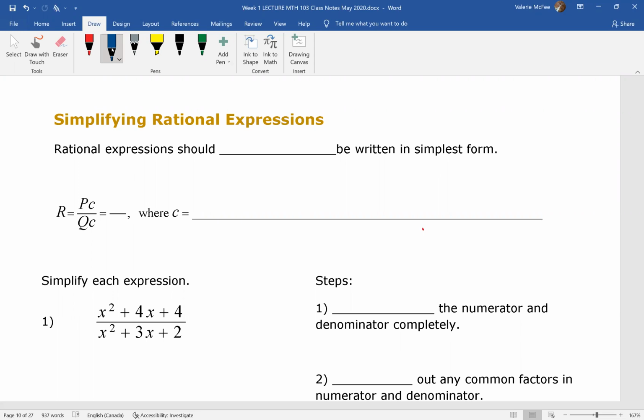In this lecture, we want to talk about simplifying rational expressions. Rational expressions should always be written in simplest form, sometimes called lowest terms. If you look at our example here, a rational expression equals P times C over Q times C, we can divide out the factor C and are left with P over Q. C is going to be the greatest common factor.